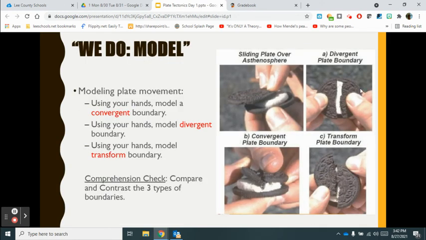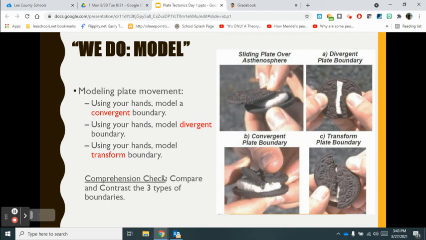If you were using Oreo cookies, you could have a plate sliding over the asthenosphere. Divergent was where it's coming apart. Convergent, you're pushing it together. And transform, it's sliding past each other. And if you slid those past each other, you would see that some of the crumbs would break off.